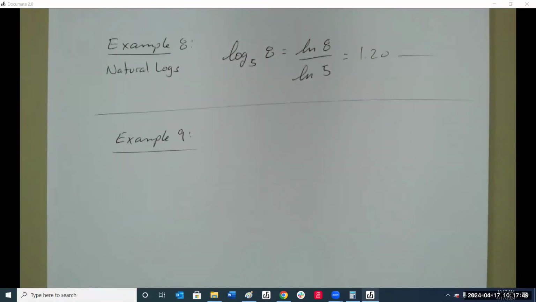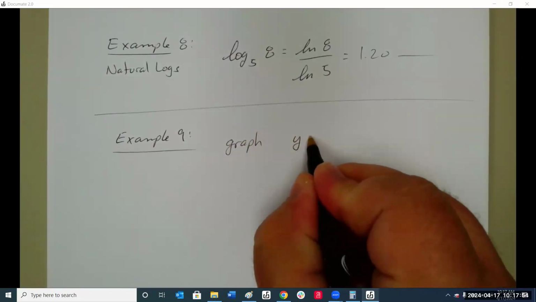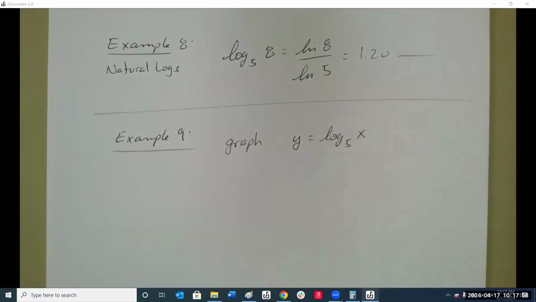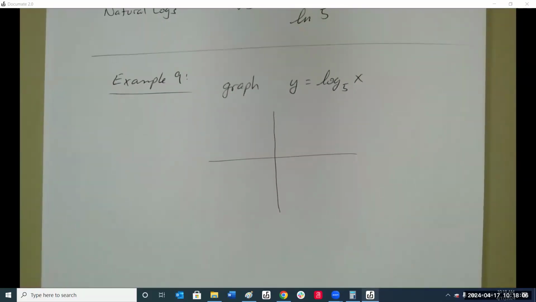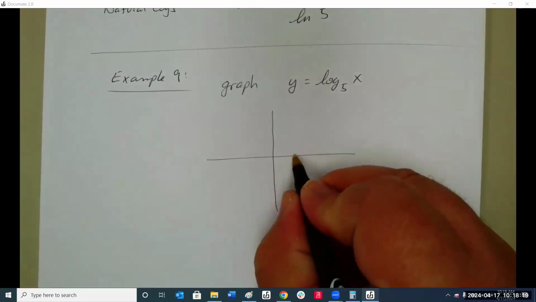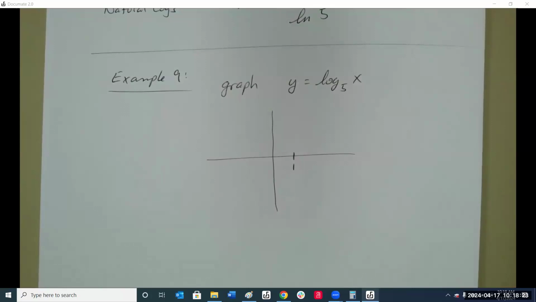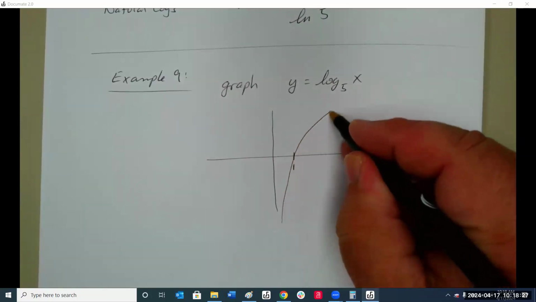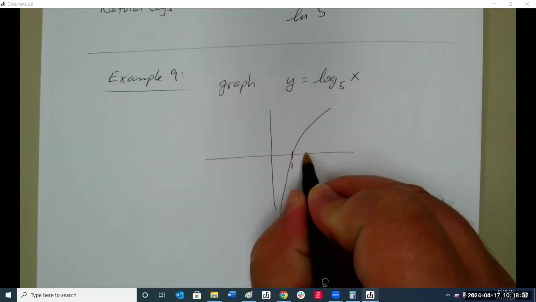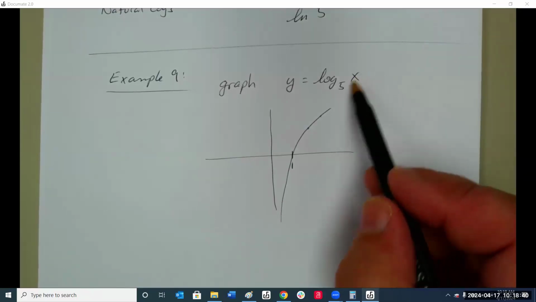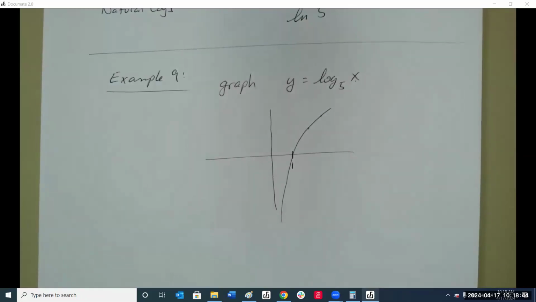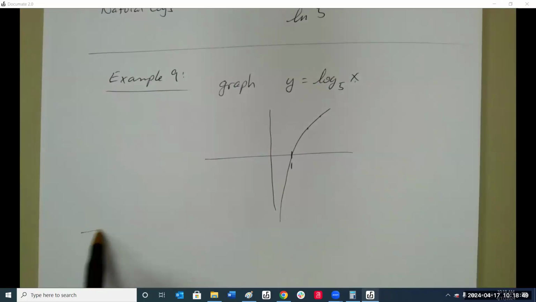Example 9. Graph y equals log base 5 of x. You'll have to plot some points on the computer because we know the x-intercept. Where's the x-intercept? 1. It's always going to be 1 unless there's a horizontal or vertical shift. The graph looks something like this, but you'll have to plot some points to get the exact graph on the computer. So you'll have to plug in some values of x, do the log of x over log of 5 and get the value. But it's going to look that way.